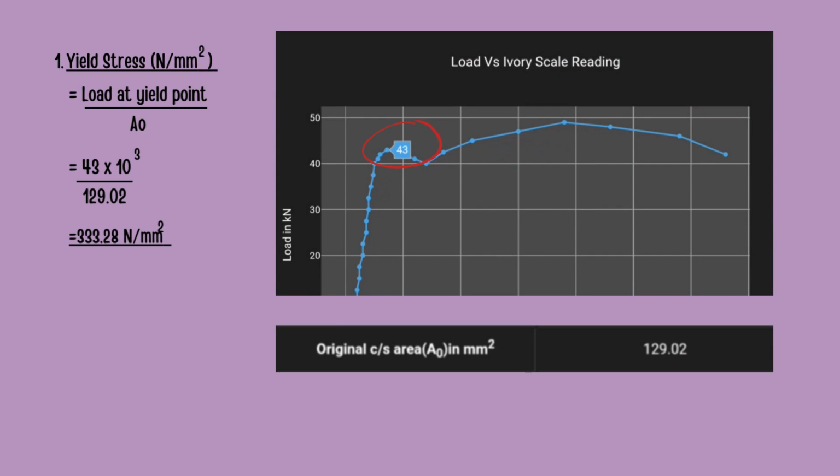To calculate yield stress, the formula for yield stress is load at yield point over A naught. As we can see, the load at yield point is 43. So, 43 times 10 cube over 129.02. Why 43 times 10 cube? It is because 43 is in kilonewton, so we need to change it to newton. So we need to multiply it by 10 cube. When you calculate, we will get 333.28 Newton per millimeter square.